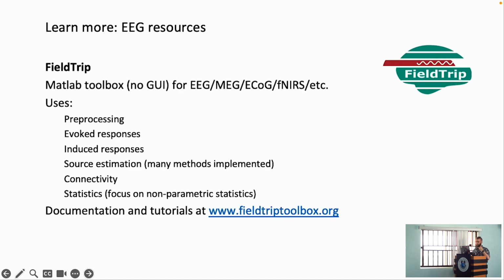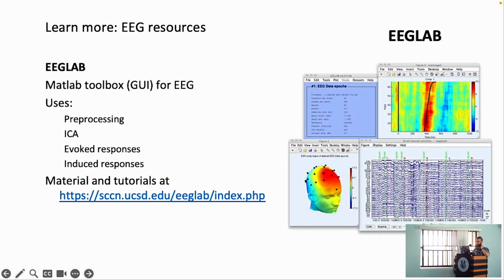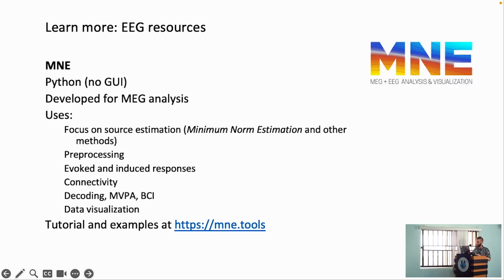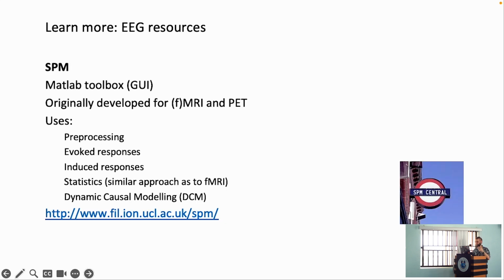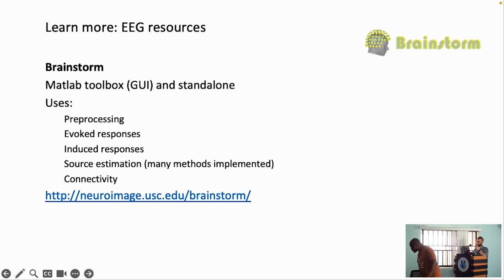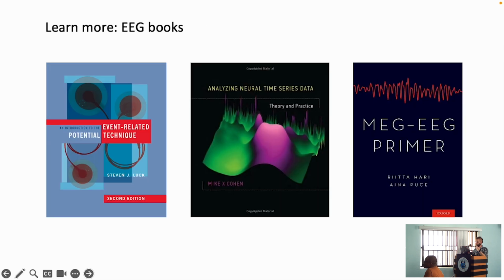I think we already have covered a bit about these different toolboxes. So Fieldtrip you know by now. EEGLAB also is a MATLAB toolbox. You have this graphical user interface with some of these plots. MNE is for Python. And SPM was originally developed for PET and fMRI analysis, but has a package for analyzing EEG data as well. And Brainstorm, that I haven't used so much, but also has a really nice graphical user interface, and you can kind of batch build your scripts. The books I mentioned already.